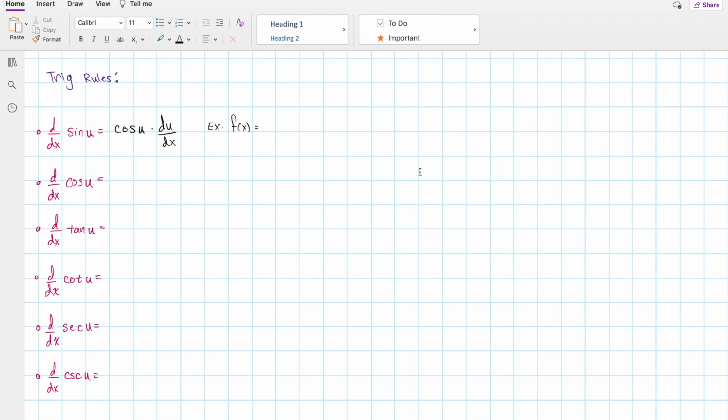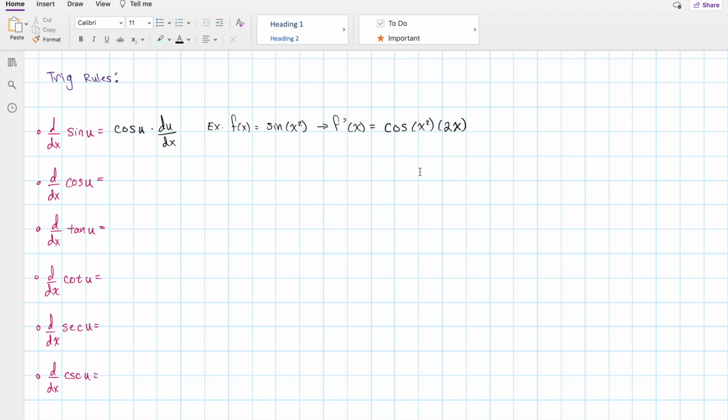So for example, if our function is sine of x squared, our derivative, f prime of x, is going to be first cosine of x squared, we leave it as it is, and then we multiply it by the derivative, again, of what's inside the bracket, so x squared, which is 2x. And we're done.